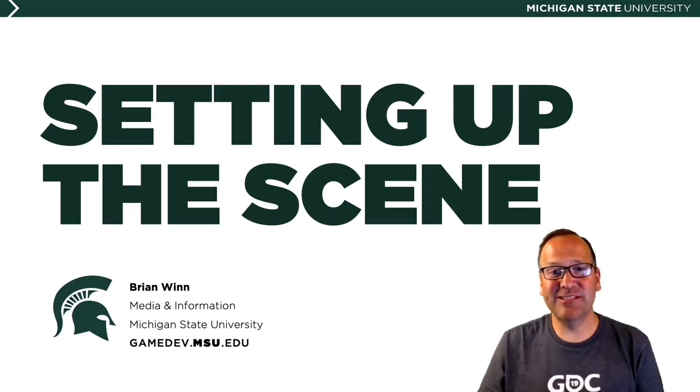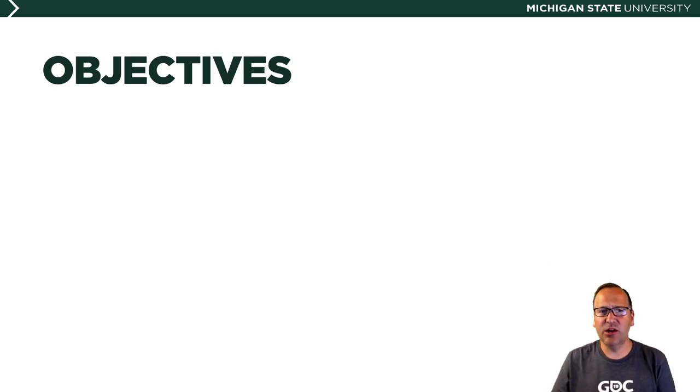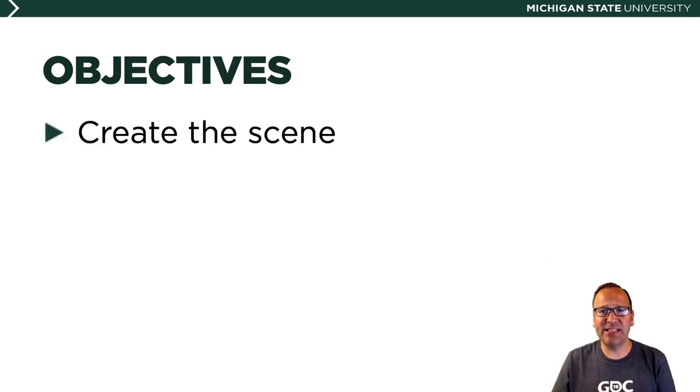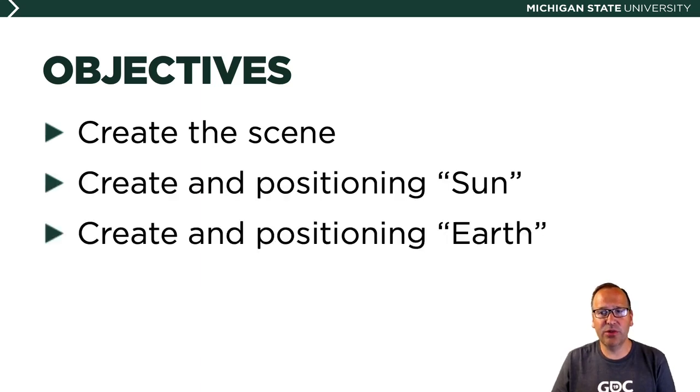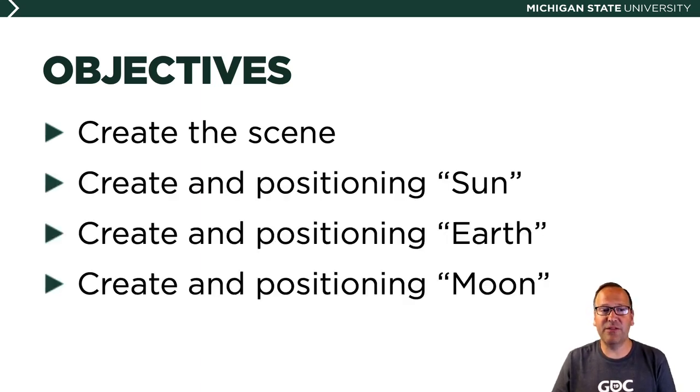In this video, we'll set up our solar system with the sun and a few planetary bodies. Our objectives will be to create the scene and then populate it with game objects that make up the sun, earth, and moon, and modify their transforms to set their position and scale in 3D space.